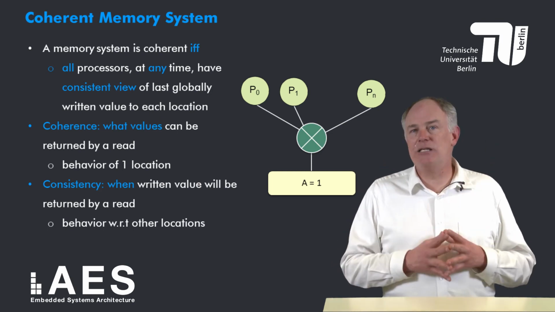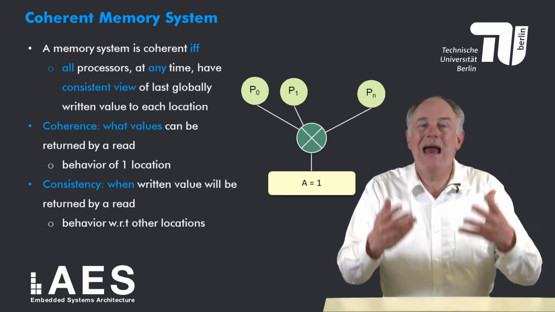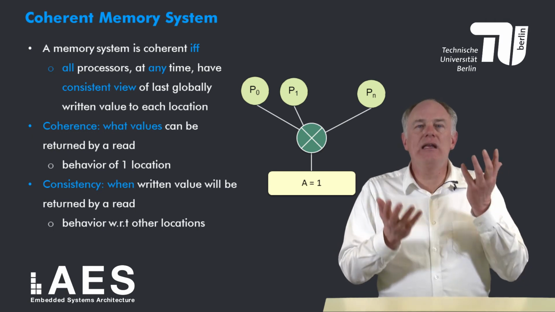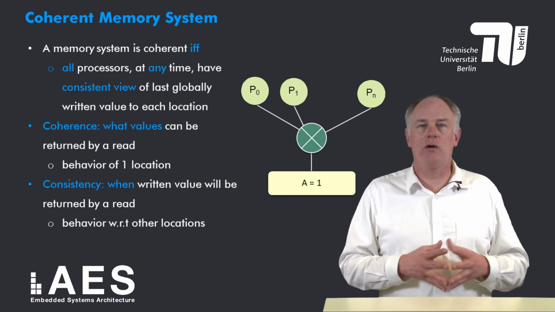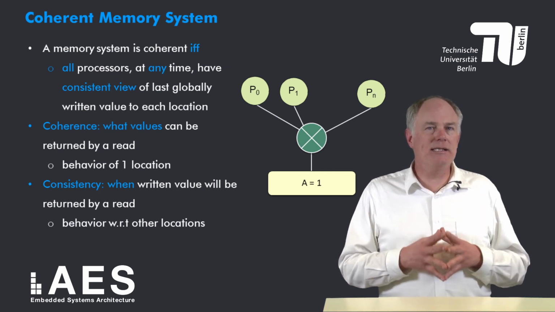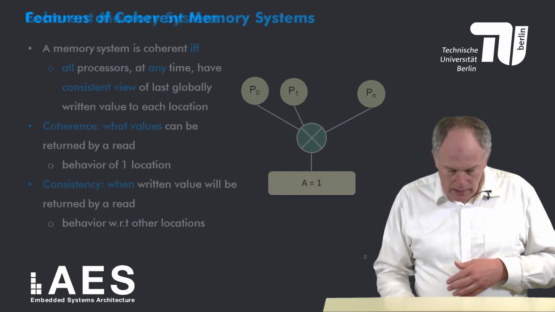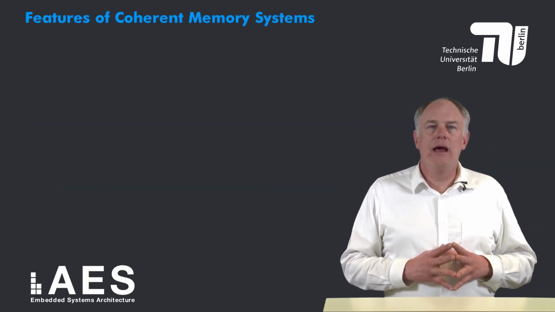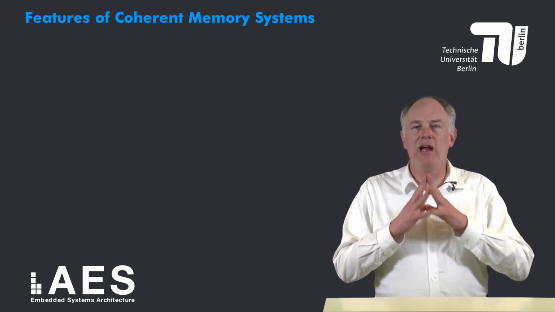The second aspect, called consistency, determines when a written value will be returned by a read. It defines the memory behavior of reads and writes to different locations. Consistency will be covered in a separate lesson. Let's focus on coherence first. A memory system is coherent if it fulfills three properties.